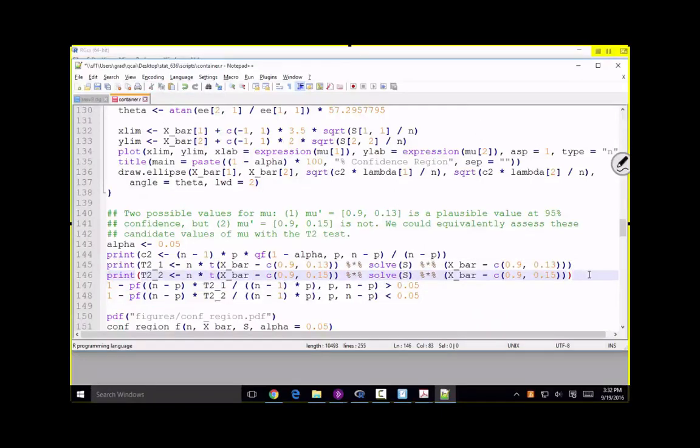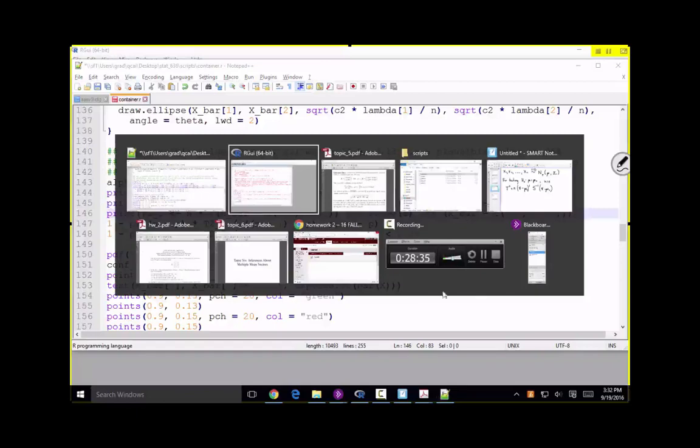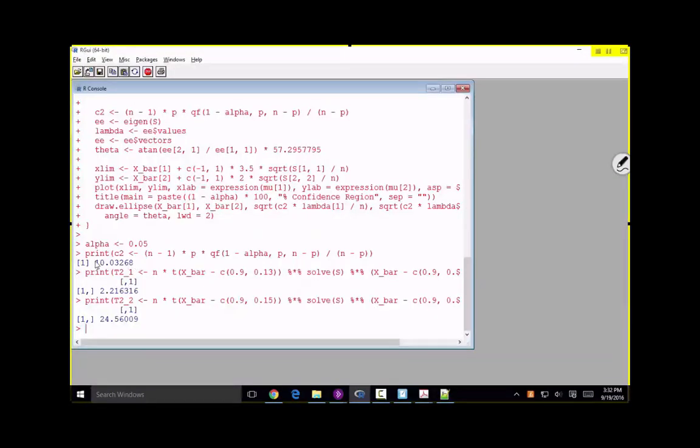And so we could ask whether each of those is less than this threshold. The first one is, which means that that choice of mu is close enough to our observed sample mean to be plausible at 95% confidence. This one, however, is not. It's further away than our furthest allowed distance.